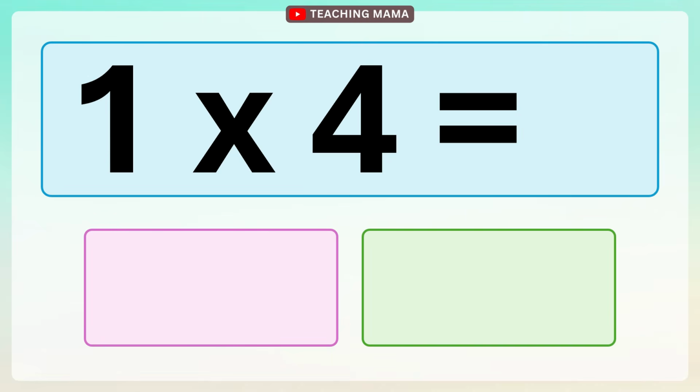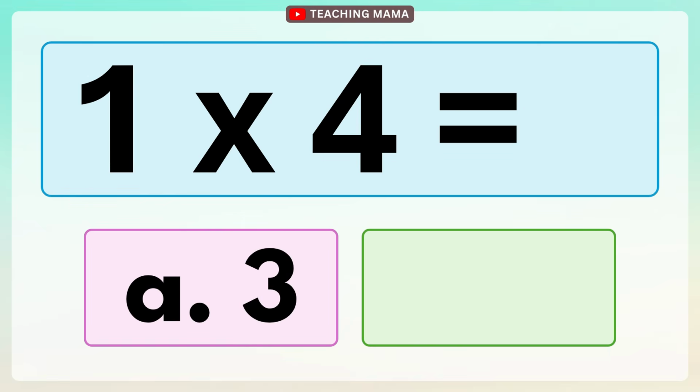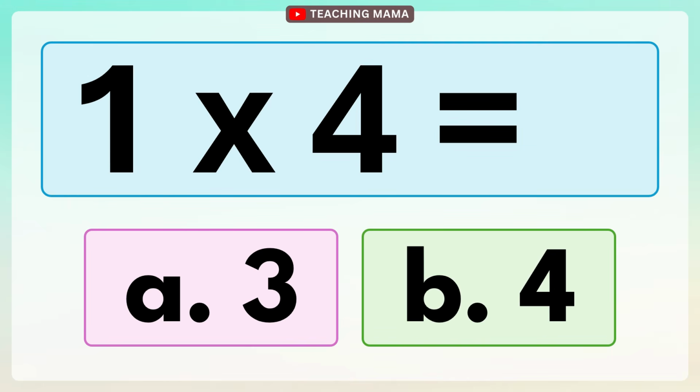1 times 4 equals A. 3. B. 4. What is the answer? B. 4.